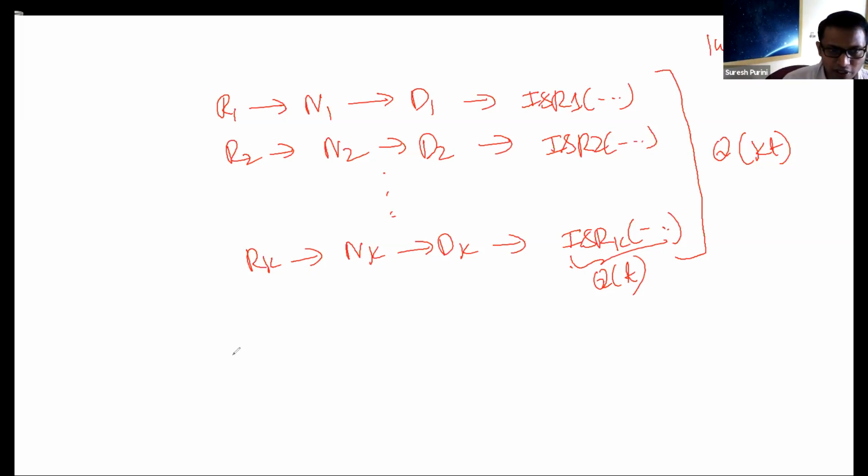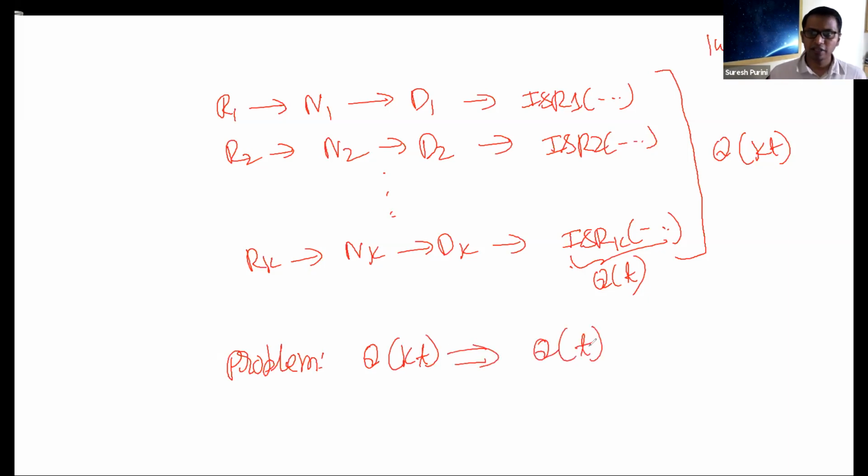So the problem at hand is how do we reduce this time complexity of theta of KT? We want to change this to theta of T so that we get linear time complexity. Imagine in your programming language, if there are 100 different regular expressions, then you will have a huge constant hidden here. What if K is equal to 100? It's not good. So we want to come up with a linear time algorithm for doing this job. So what is the idea?